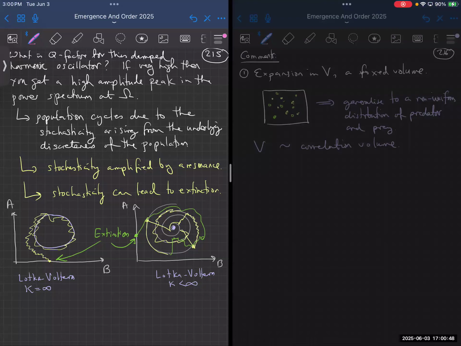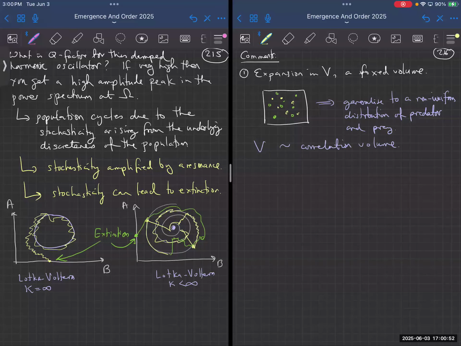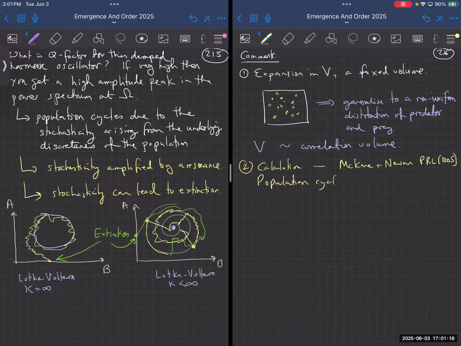So the calculation that I've shown you here was first done by McCain and Newman. They did it in a different way than the way I presented it. This was in a PRL from 2005, and these population cycles are known as quasi-cycles. To correctly interpret this whole thing, you have to redo the whole calculation in a spatially extended way. And I'm going to show you how to do that.